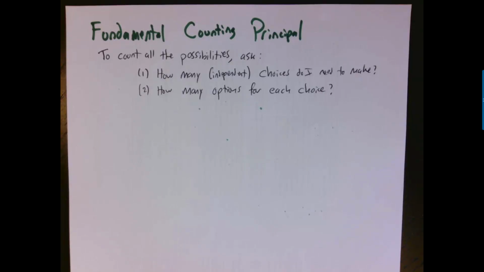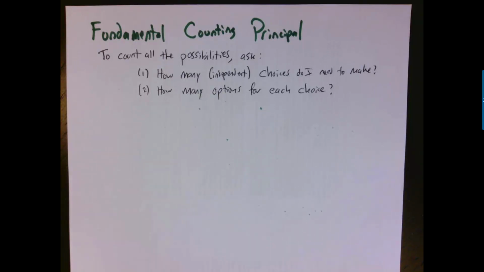The idea that underlies everything is called the fundamental counting principle. And here it is. If you want to count all the possibilities for something, you have to ask two questions. How many independent choices do you need to make in order to create a possibility? And then how many options are there for each choice? So this will make more sense with an example.